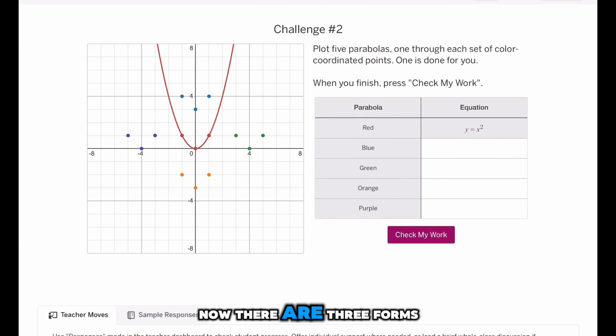Now there are 3 forms of a quadratic function. So one is standard form, and this is also the parent function of a quadratic function or a parabola. And then you have vertex form, and then you have factored form, or sometimes they call it intercept form. Okay? So when you click on these numbers, you see the points that they go through.